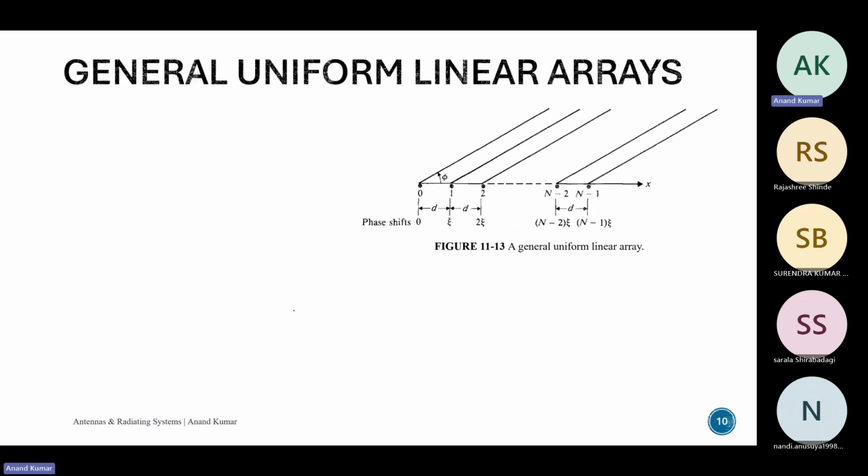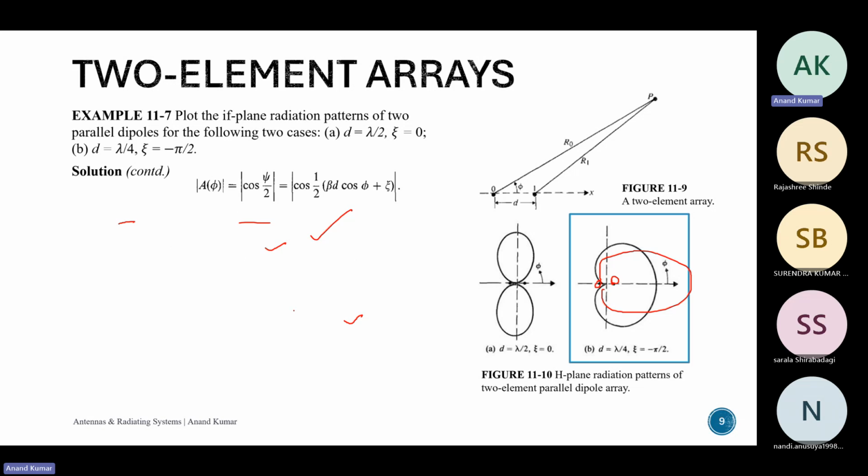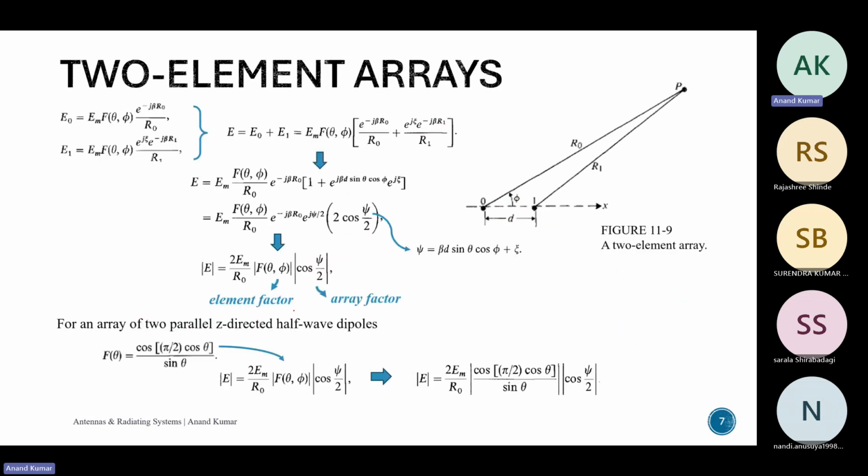So we'll start again with the general uniform linear arrays now. I'll pause here just in case you have any questions on the broadside array, end-fire array, or the derivation that we did over here.